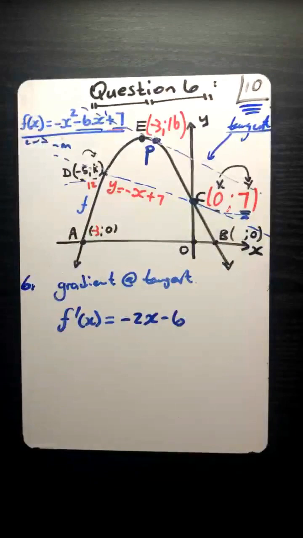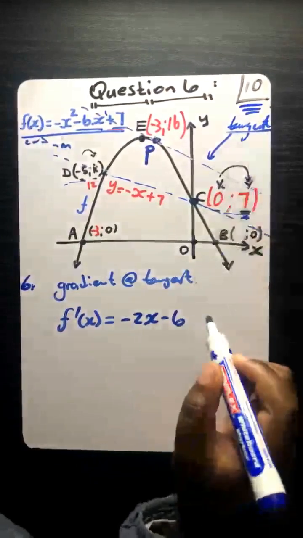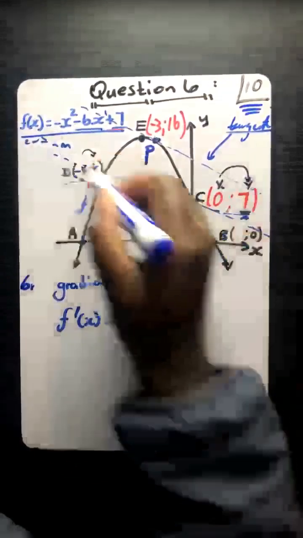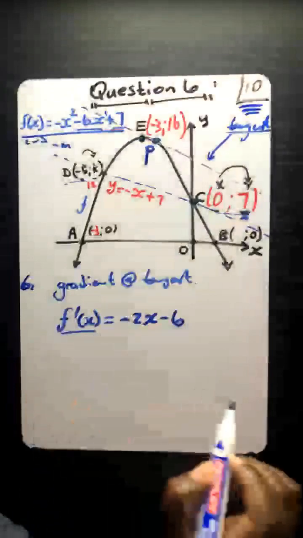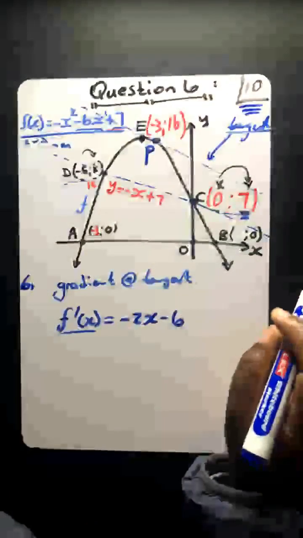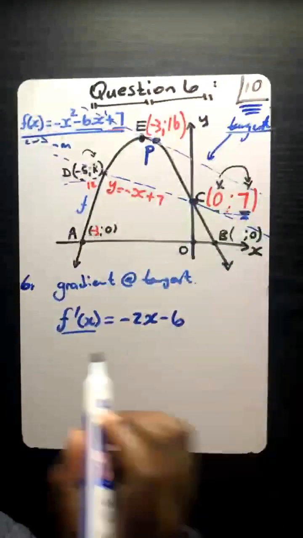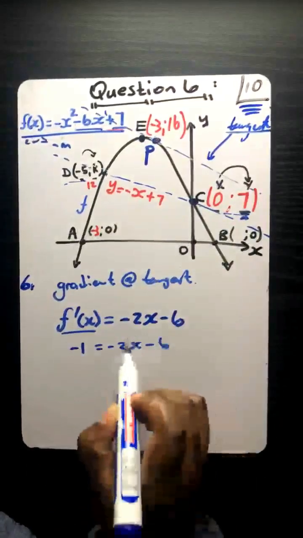You are 100% correct. What makes it to be -1 is because this line is parallel to that line. So that means this is actually the gradient. What you have done there, ladies and gentlemen, the moment you derive, it is the general gradient. So that means you are having -1, which is equal to -2x minus 6. If you solve for x, it is actually the x value at that point P.